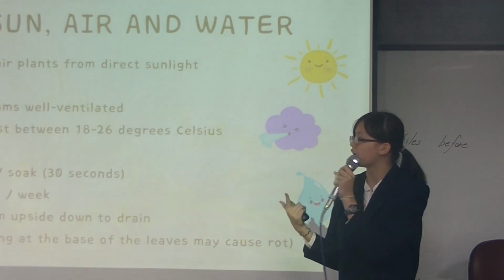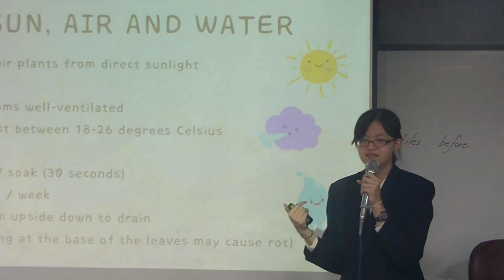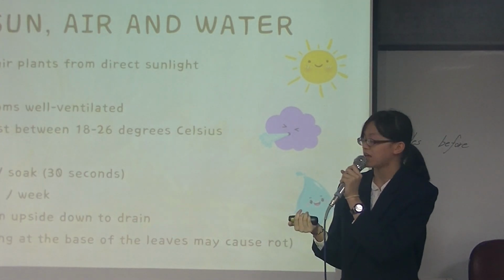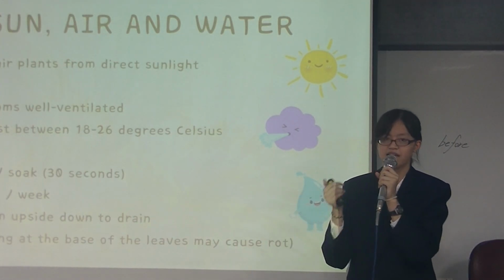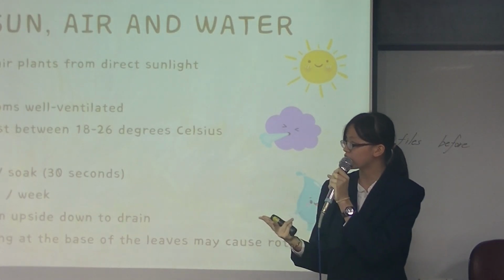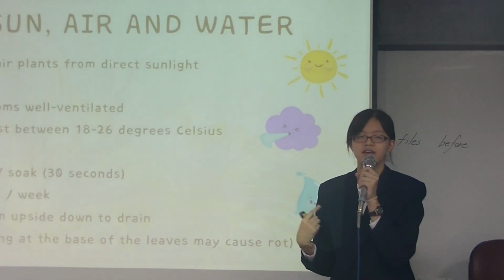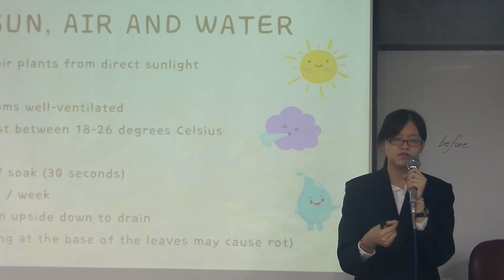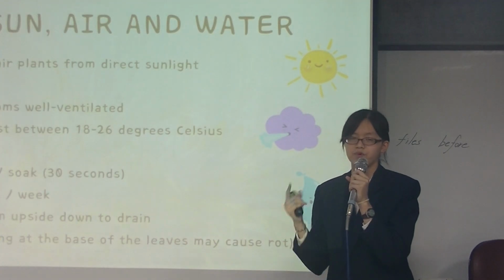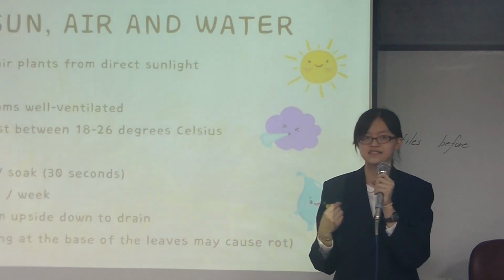As for the air, we should keep the environment well balanced. We should grow them at between 18 to 26 degrees Celsius. As for the water, we should water them 2 to 3 times per week. We should sprinkle some water on them or soak them in the water. And remember, if you want to soak them, don't soak them for more than 30 seconds.